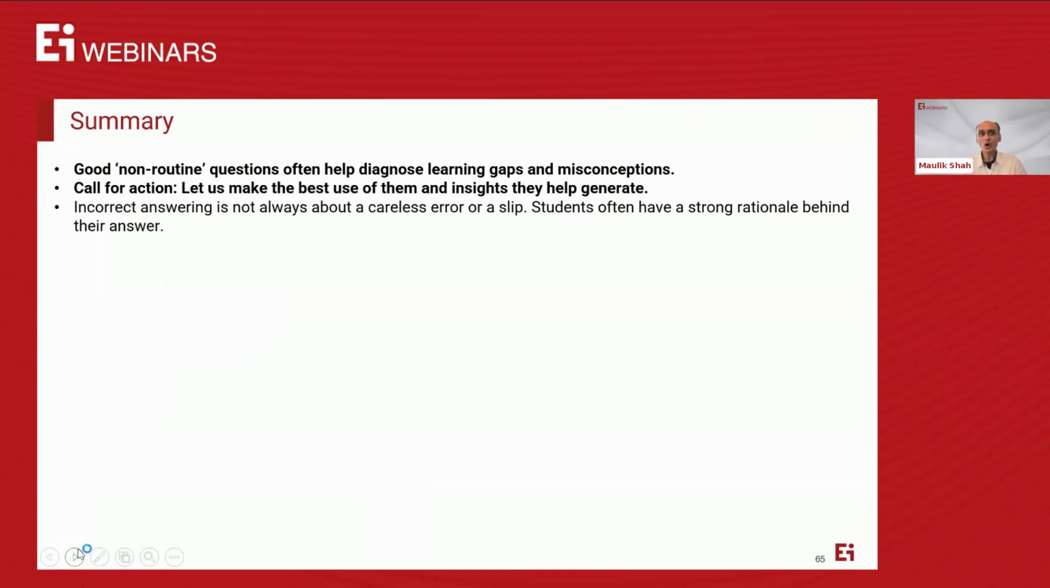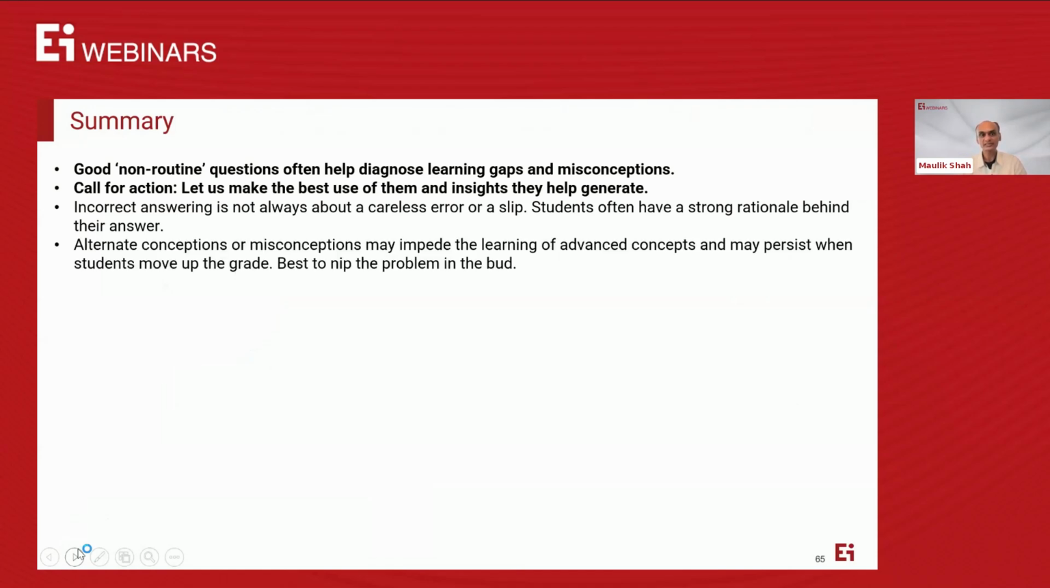Incorrect answering is not always about a careless error or a slip. Students have strong rationale, and that is what we say misconceptions. Alternate conceptions or misconceptions may come in a way of learning new concepts, and often they persist beyond grades. And hence, the best strategy is to nip the problem in the bud, right when you are teaching, right when creating lesson plans, factor that in, and that will make your instructions effective.